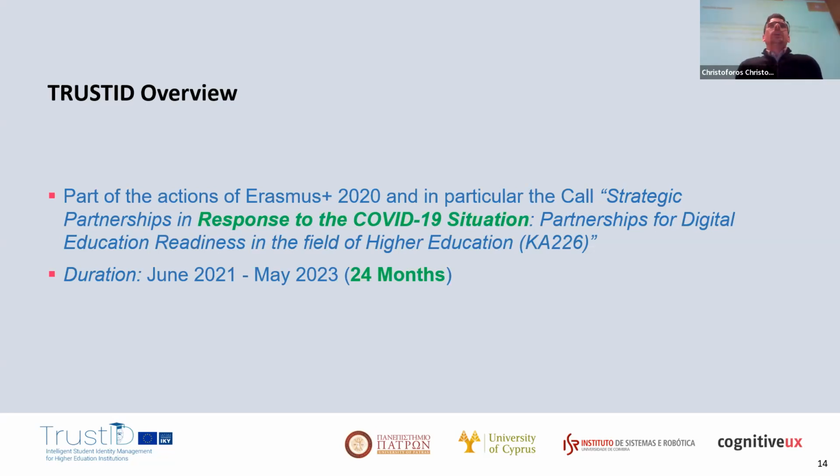So this project, as I said, is funded by the European Union and is part of the actions of the Erasmus Plus 2020 framework, and in particular, the call strategic partnerships in response to the COVID-19 situation, partnerships for digital education readiness in the field of higher education institutions. The project runs for 24 months and it started in June 2021 and will end in almost 4 months from now. It ends in May 2023.